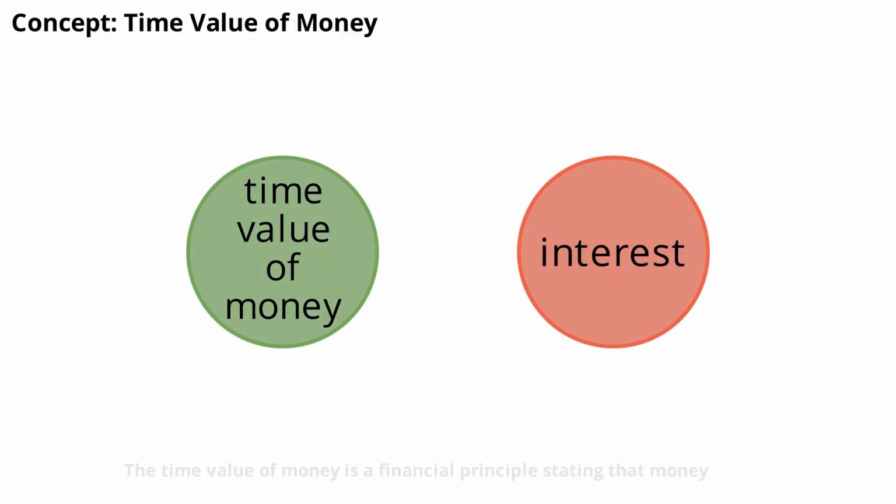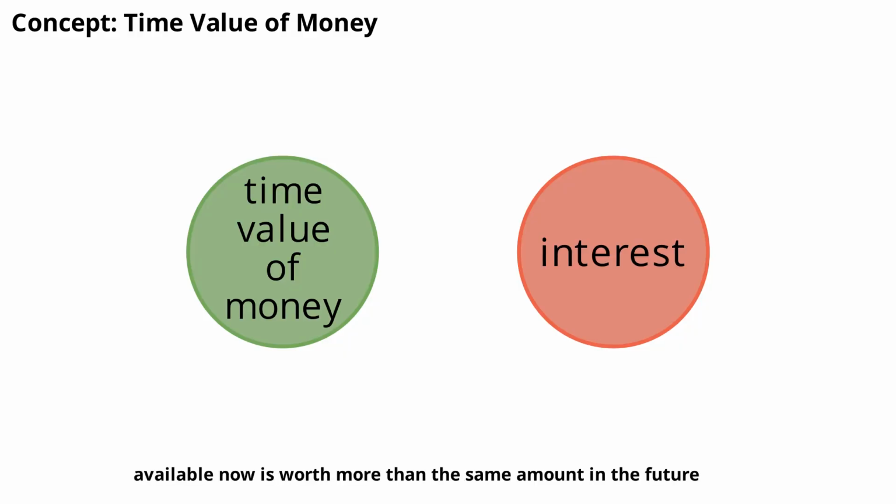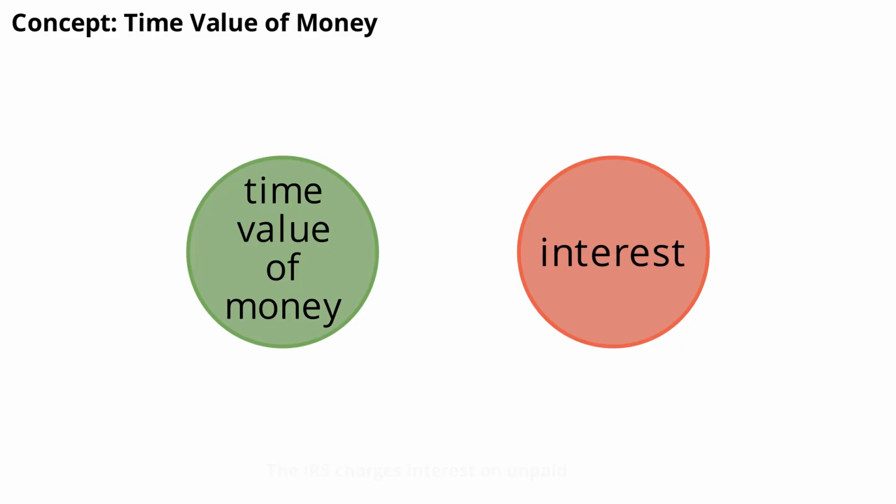The time value of money is a financial principle, stating that money available now is worth more than the same amount in the future. The IRS charges interest on unpaid taxes to compensate for this lost value. This ensures fairness and encourages timely payments.